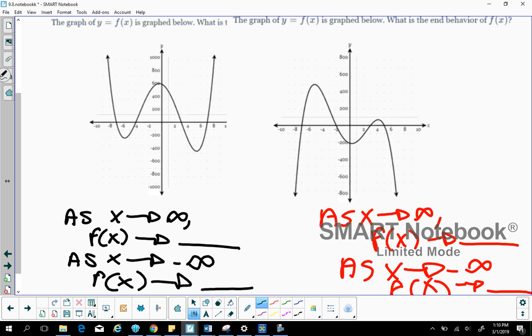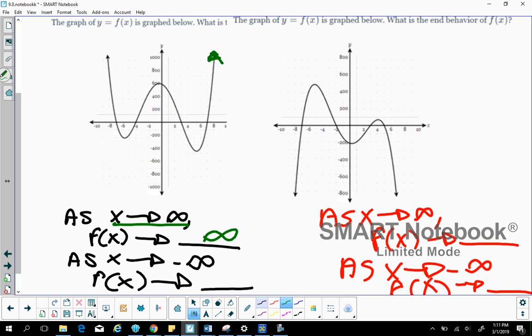Alright, so this says, and this is still recording, just so you know, as x approaches infinity, as x, the numbers, are getting bigger. What's happening with my y? Right here, it's positive. It's going towards positive infinity. You got that first one right.